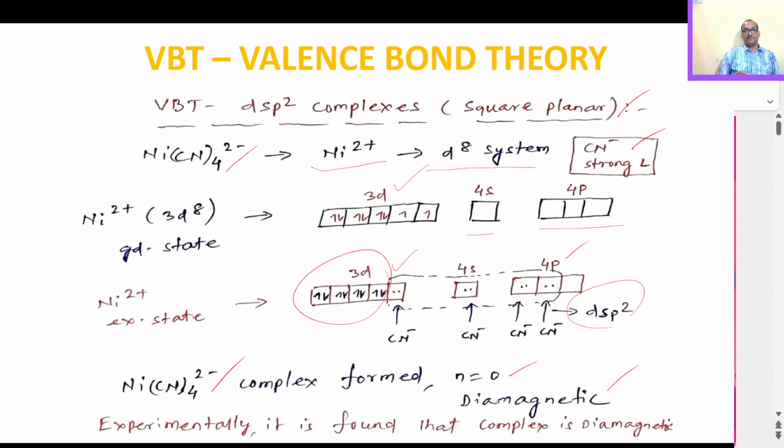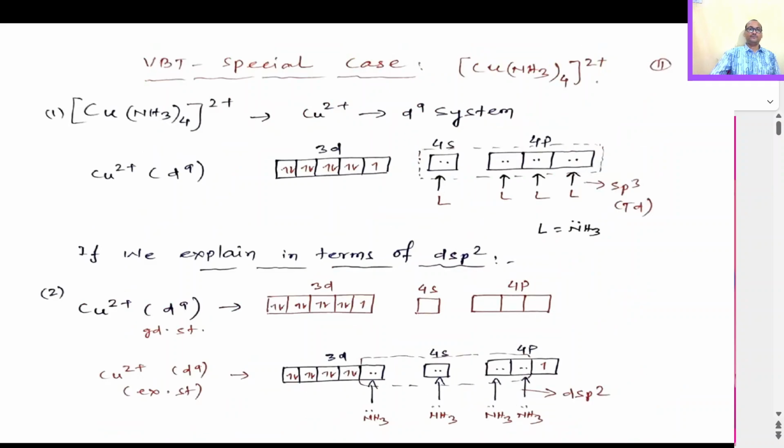So experimentally it is found that this complex is also diamagnetic in nature. So the valence bond theory, that is the special case [Cu(NH3)4]2+. Again this is a 4 coordinate complex. Here the oxidation state of copper is 2+, so this is a d9 system, a d9 metal ion. The d9 electrons are arranged in the 3d orbitals as per Hund's rule.